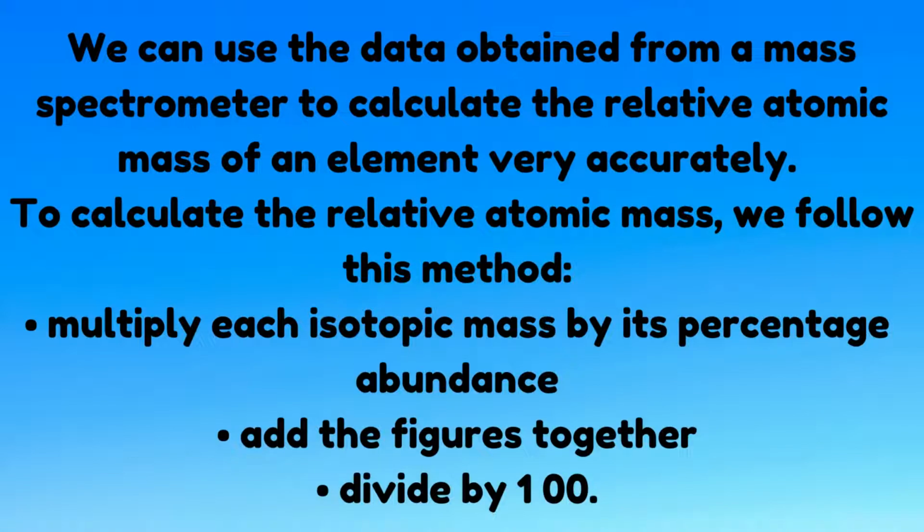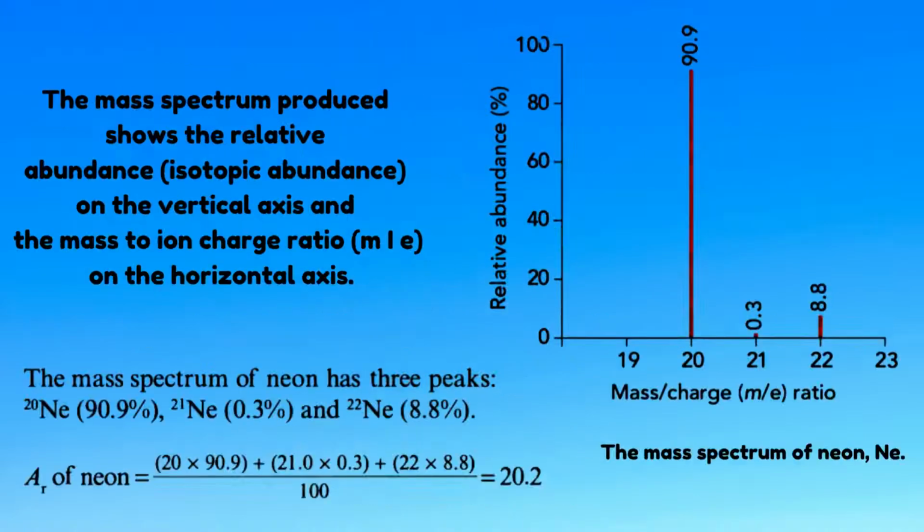We can use the data obtained from here to calculate the relative atomic mass of an element very accurately. The method you have to follow is to multiply each mass by its abundance, then add them, and divide by 100. So here is the type of spectrum you get from the output of the mass spectrometer. The mass spectrum produced shows the relative abundance on the vertical axis and the mass to ion charge ratio on the horizontal axis. The mass spectrum of neon has 3 peaks.